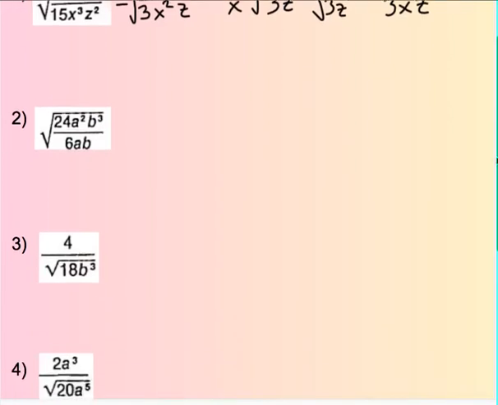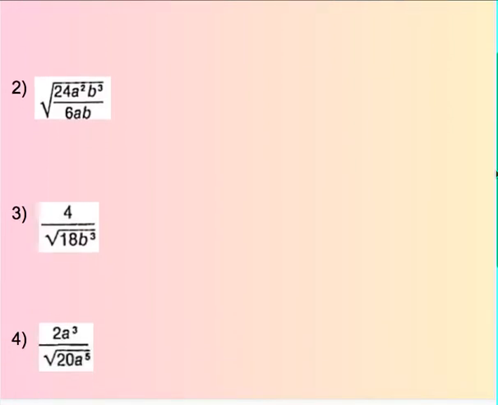Let's jump to question 2. Again, I'm going to simplify under the radical before rationalizing the denominator. 24 divided by 6 is 4. A squared divided by a is a. And b cubed divided by b is b squared. Well, now I have no denominator, so I don't have anything to rationalize. So I'm going to go ahead and simplify. Square root of 4 is 2. Square root of b squared is b. And then I have an a left under the radical.